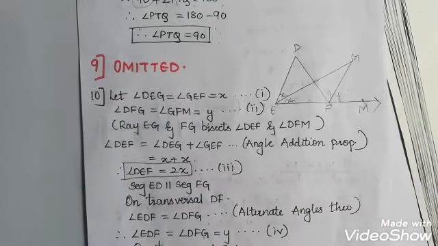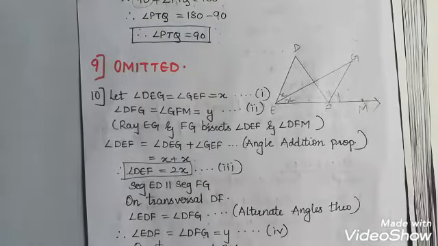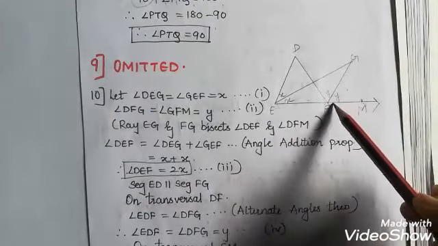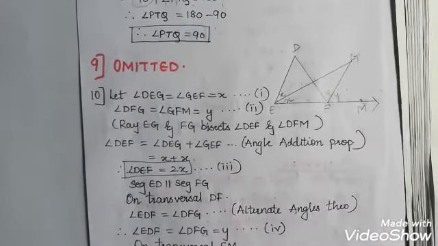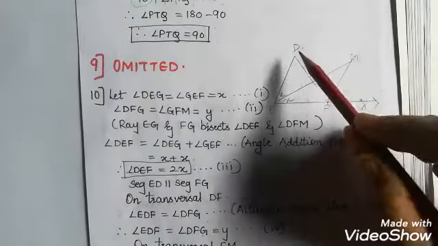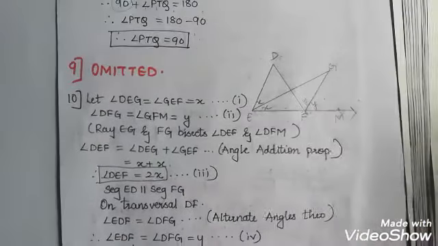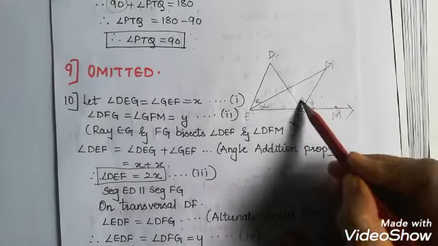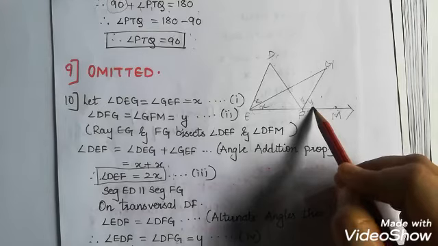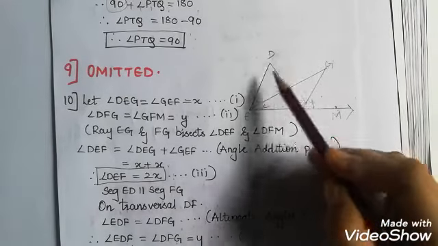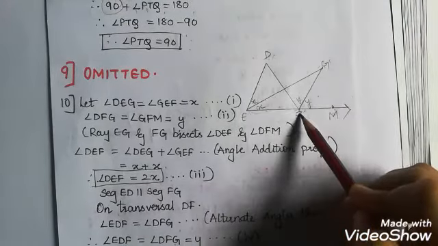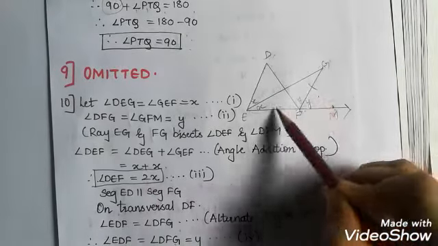Now the 10th question. If you see your textbook, they have said that line DE is parallel to line GF. EG and FG are the bisectors of angle DEF and angle DFM. So I assume these half angles as x and x, and these as y and y. We have to prove that angle DEG is half of angle EDF, and next we have to prove EF and FG are equal. So I have to prove these two equal.